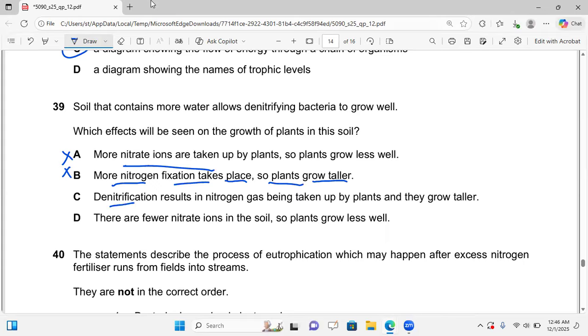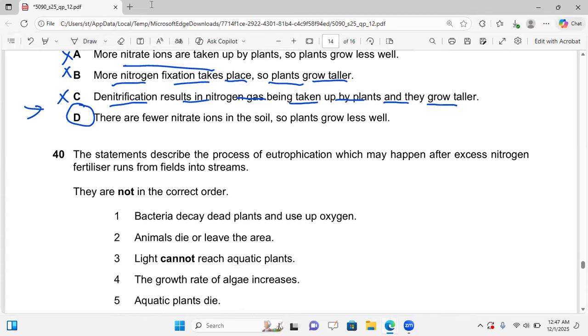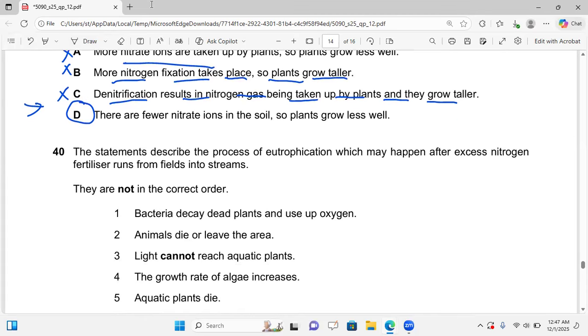Okay, denitrification results in nitrogen gas being taken by plants and they grow taller. No, nitrogen gas can never be taken up. There are fewer nitrate ions in the soil, so plants grow less well. That is the option which is true according to the statement. Soil that contains more water allows denitrifying bacteria to grow well, which means there are fewer nitrate ions in the soil because of too much water.